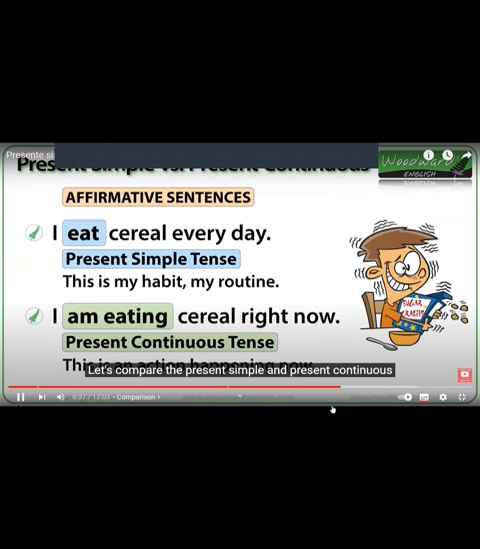Let's compare the present simple and present continuous in affirmative sentences, negative sentences, and in questions. Here are two affirmative sentences. I eat cereal every day. This is my habit, my routine. I'm eating cereal right now. This is an action happening now.